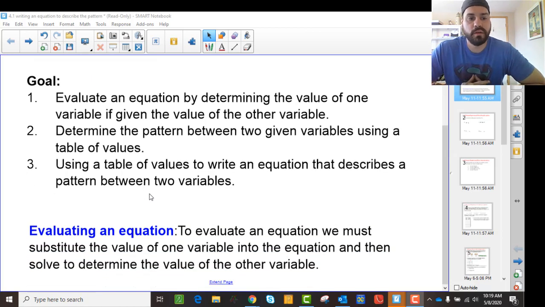So to evaluate an equation, we also want to be able to substitute values of one variable into the equation and see if it actually gives us the correct value of the second variable. So we've got a couple of different things that we're trying to do.